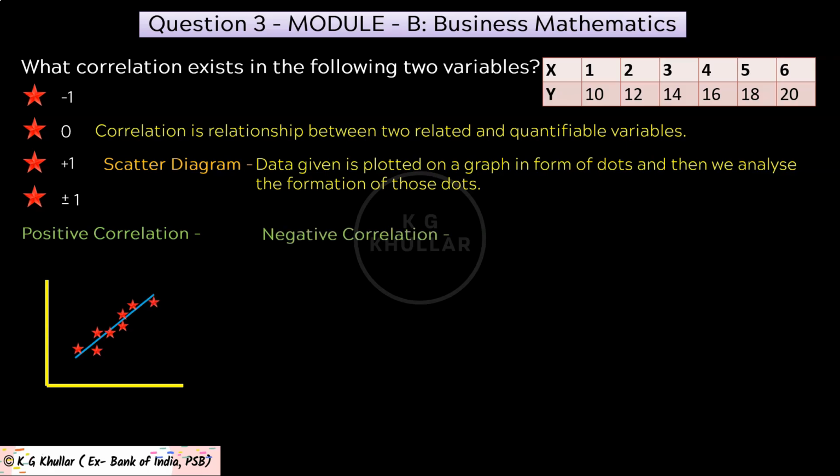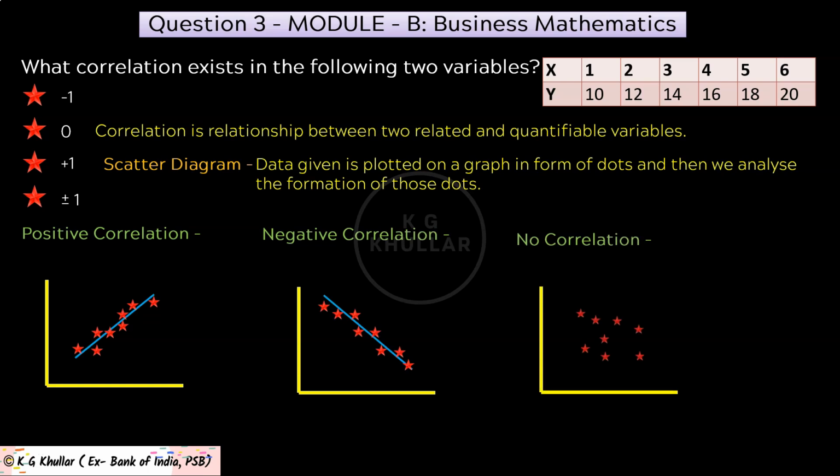Then second is negative correlation. Now here the points are scattered around downward sloping line. The next is no correlation. Friends, in this case there is no upward or downward movement in points plotted. In such case, correlation is said to be 0.